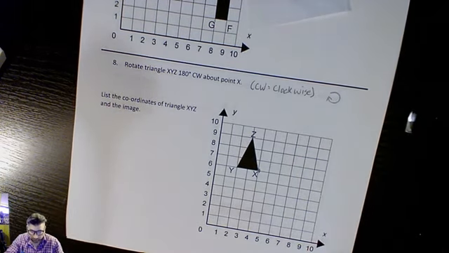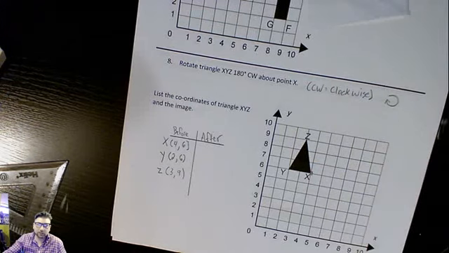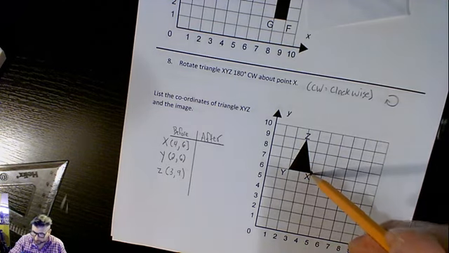Okay, just to help remind you, I'm going to do my before and afters here. Degrees, that is a half turn. 180 degrees is a half turn. How do we rotate this? Well, it's going to rotate about point X, and we have to do it a half turn.